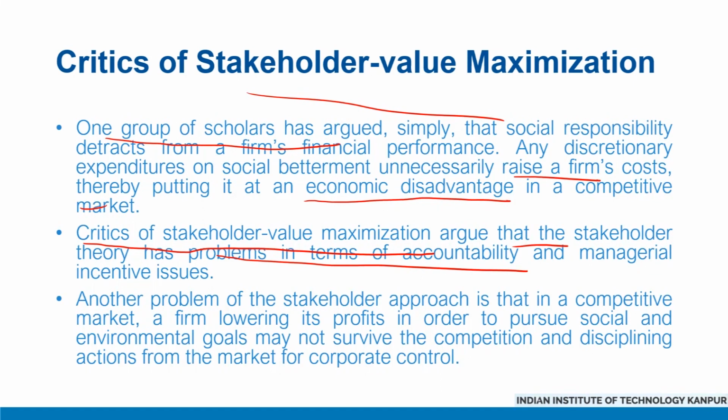For example, Jensen writes in his 2001 article that it is the failure to provide a criteria for making such trade-offs among stakeholders, or even to acknowledge the need for them, that makes stakeholder theory a prescription for destroying firm value and reducing social welfare.